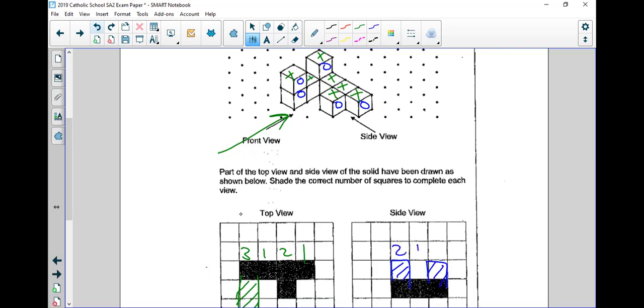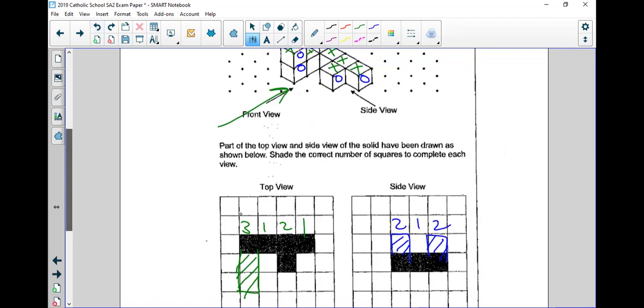Mr. Ong, Hannah, I can't really see. Can you see the drawing? Top view a bit. Yeah, okay, can see already, yeah?